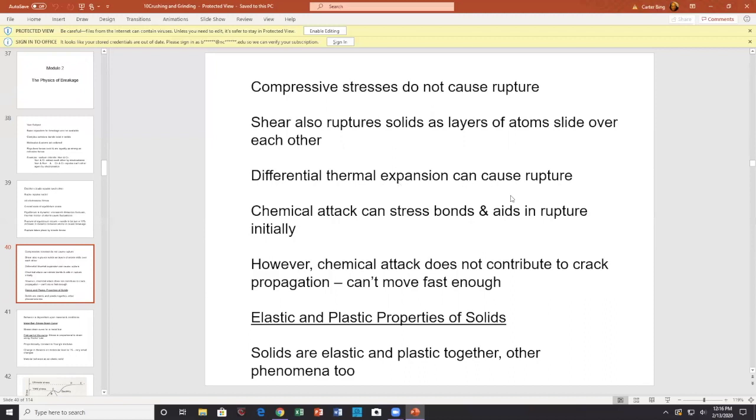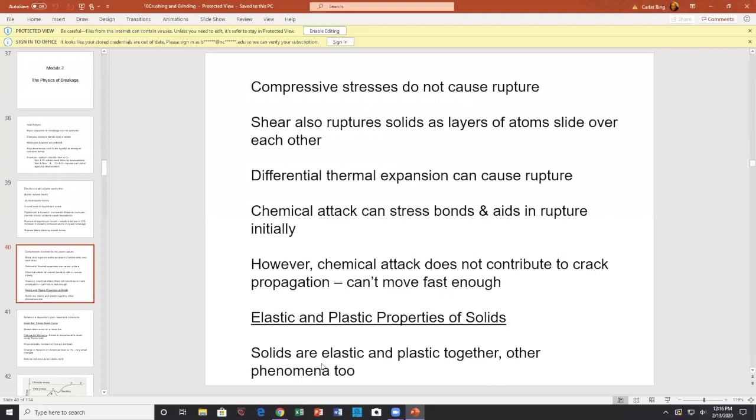I was doing a study, or trying to do a study, of some waste material, which was an amalgamation or agglomeration of different types of metals. I was hoping to break apart the material with thermal expansion and contraction. Chemical attack can stress bonds and aid in rupture initially, yes. However, it's not going to be fast enough to keep up with the crack propagation. It can't move fast enough.